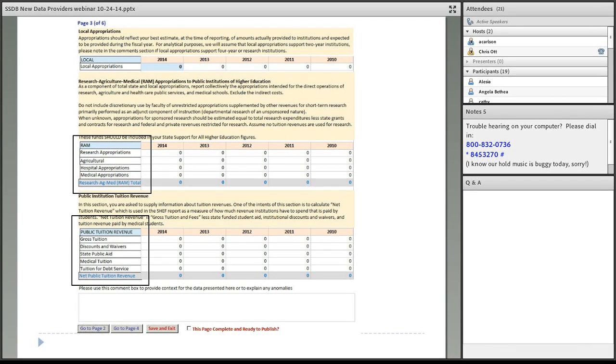There's been some talk that we should, but one of the original intents of SHEF was to get basic state-level data, and to ask that to be broken out would definitely complicate things, and I don't think that's a road we want to go down.